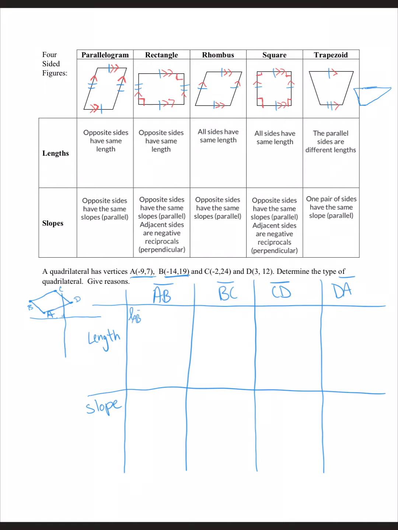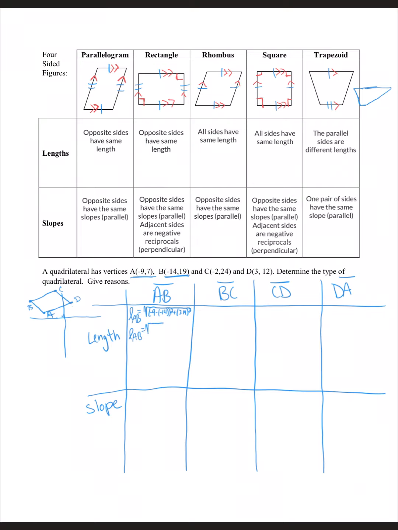So the length of AB is going to be the square root of the square of your run plus the square of your rise added together. So our run is going to be our x values. So we have -9 minus -14 squared, plus our y values are 7 minus 19 squared. Lots to fit in this tiny little box.